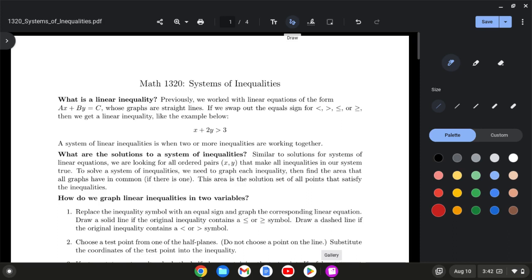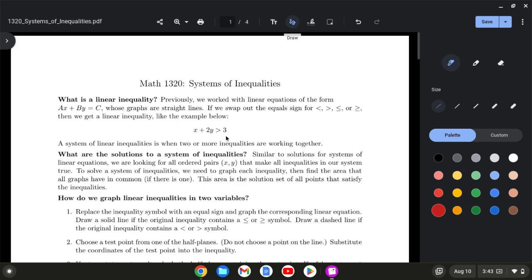Well, in our previous videos leading up to this section, we have talked about linear equations and systems of linear equations. And every time we've worked with them, we've always seemed to want to get them in the standard form, which is ax plus by equals c. And all of their graphs have been straight lines. But if we were to swap out the equal sign and instead put a less than sign, a greater than sign, a less than or equal sign, or a greater than or equal sign, then that's going to be a linear inequality.